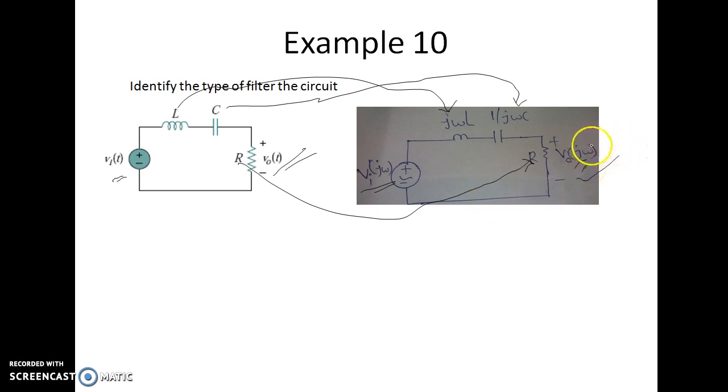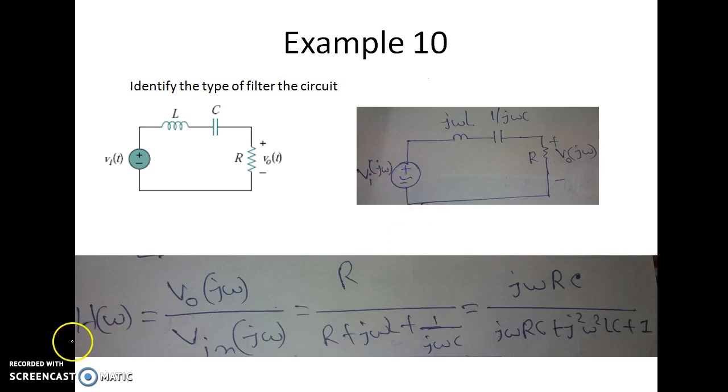Simply by the voltage division rule we can get V output of j omega by V input of j omega, that is the transfer function of this circuit. We get H of omega equal to V output of j omega by V input of j omega, equal to R by R plus j omega L plus 1 by j omega C, and by simplifying you will get j omega RC by j omega RC plus j square omega square LC plus 1. This is the transfer function for this circuit.